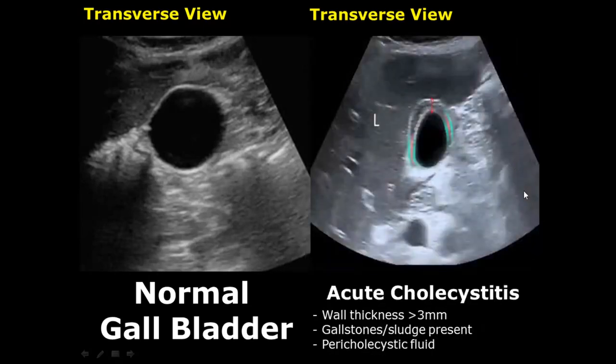Acute cholecystitis is the inflammation of the gallbladder. In this, the first sign is the increase in wall thickness, which is more than 3 millimeters. In this transverse view, we can see a thickened gallbladder wall, and there can be presence of gallstones or sludge, and also the presence of pericholecystic fluid.